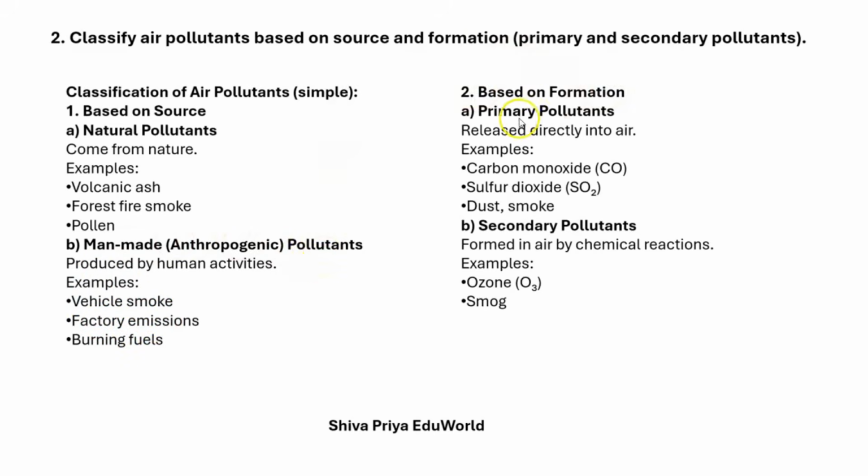These are all the examples for man-made pollutants. Here, based on formation, we have primary and secondary. Primary pollutants are released directly into air, for example carbon monoxide, sulfur dioxide, dust and smoke. Secondary pollutants are formed in air by chemical reactions, for example ozone and smog. This is how we classify based on the source and formation. You have to write based on the marks.